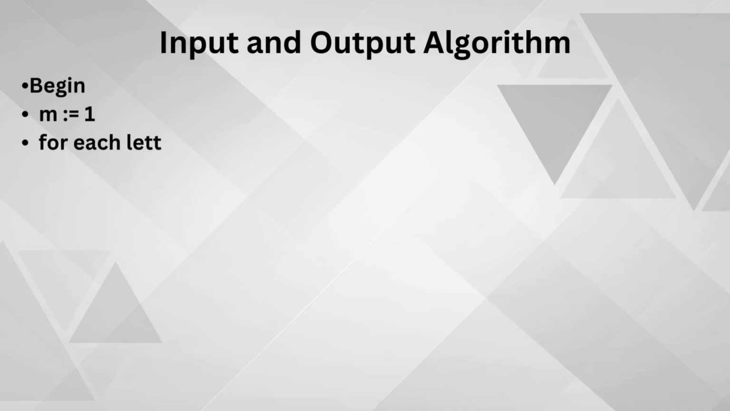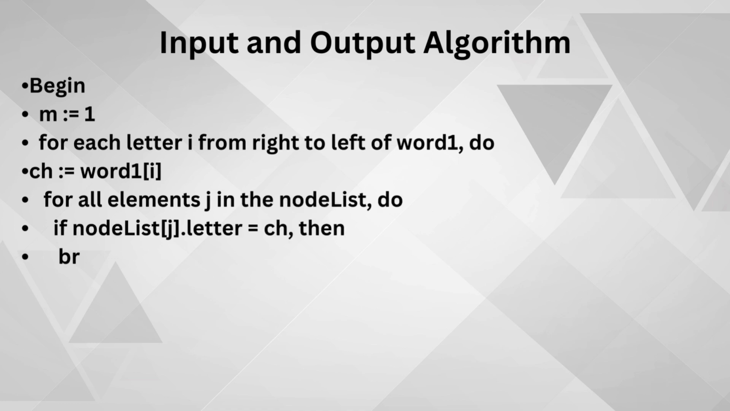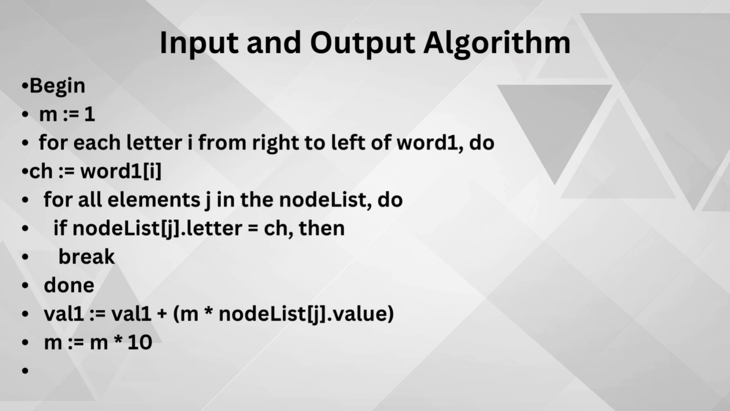Begin. m = 1. For each letter i from right to left of word 1, do: ch (character) = word 1[i]. For all elements j in the node list, do: if nodelist[j].letter is equal to ch, then break. Done. value1 = value1 + m * nodelist[j].value, m = m * 10.